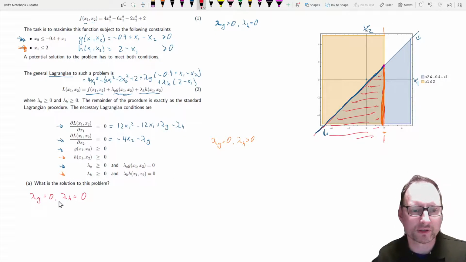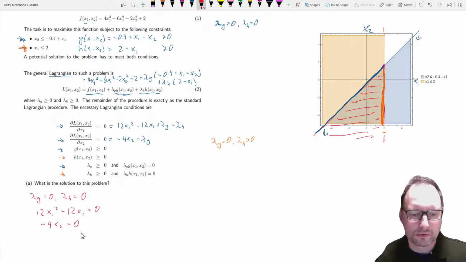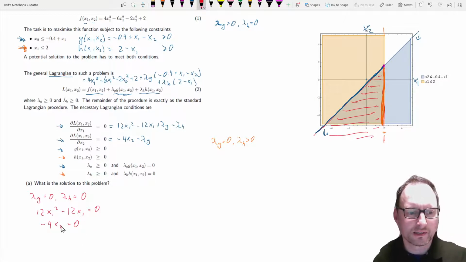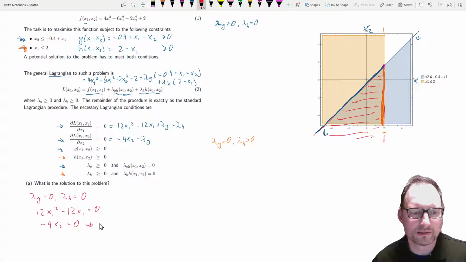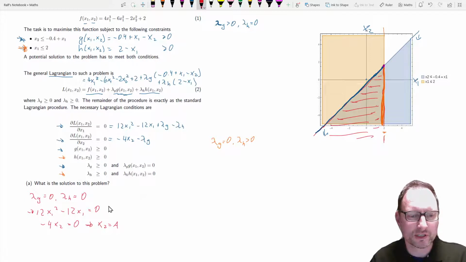We set both of the lambdas equal to 0, so we end up with 12 x1 squared minus 12 x1 is equal to 0, and the second condition, minus 4 x2 is equal to 0. So you can immediately see that x2 has to be equal to 0. What about x1? Well, we're working from this condition here.